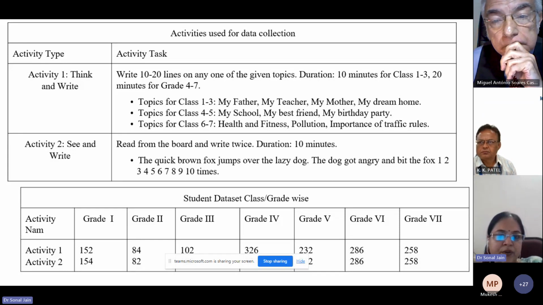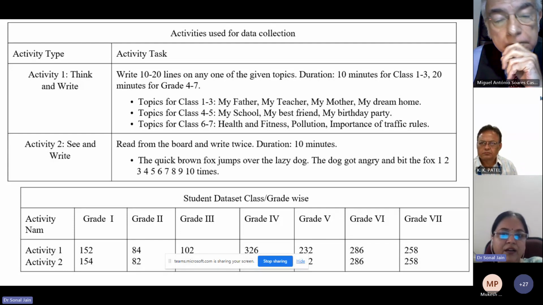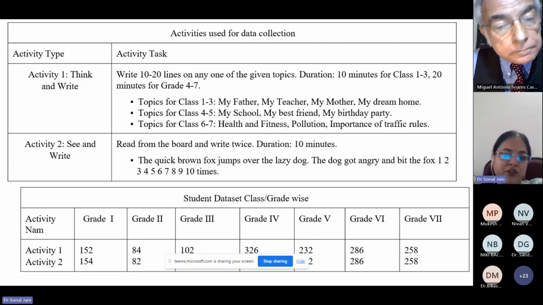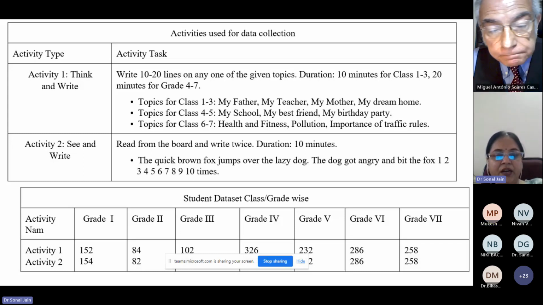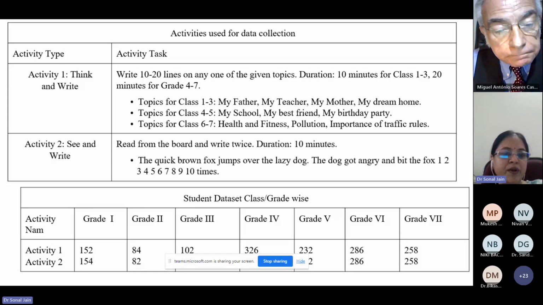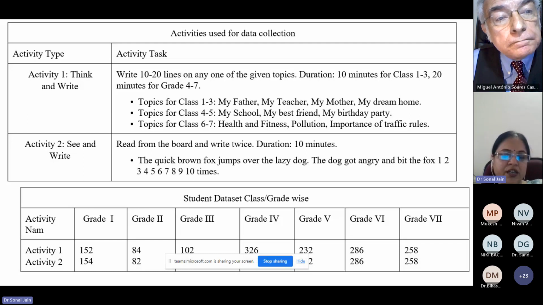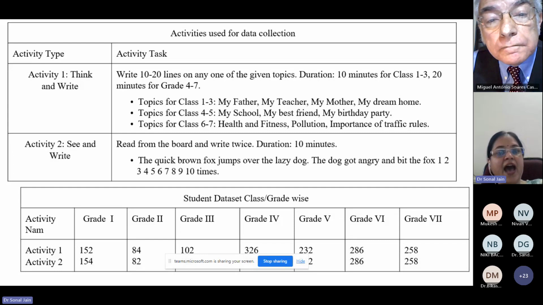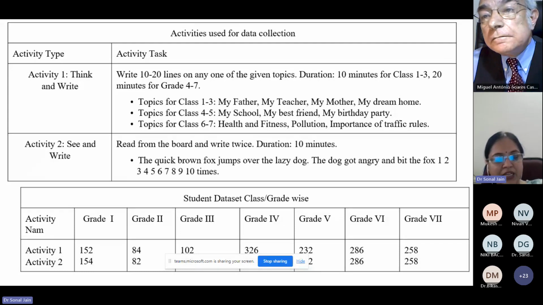Being from the computer science discipline, we had to talk to them multiple times about what kind of settings we should use to collect these samples and what would be more helpful to us. We gave class 1 to 3 topics like my father, my teacher, my mother, my dream home. For class 4 to 5, topics like my school, my best friend, my birthday party were given. For class 6 and 7, health and fitness, pollution, importance of traffic rules were shared, and they had to think and write approximately 10 to 20 lines, within a duration of 10 minutes.